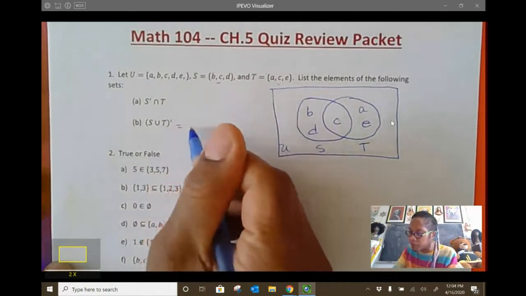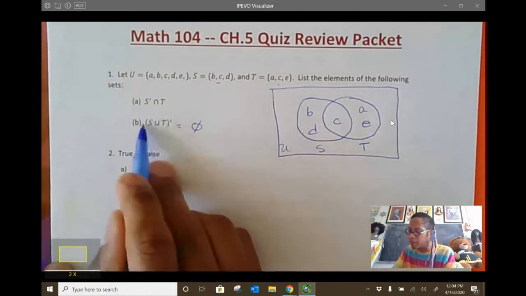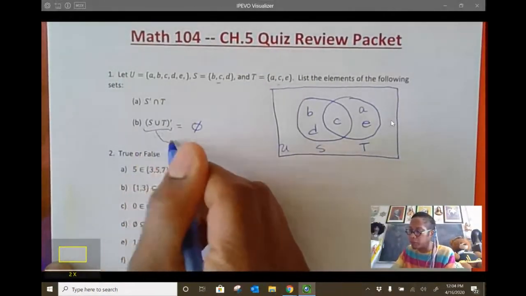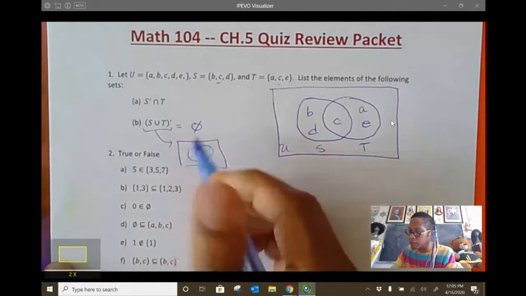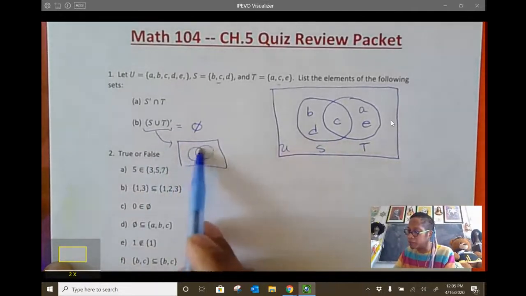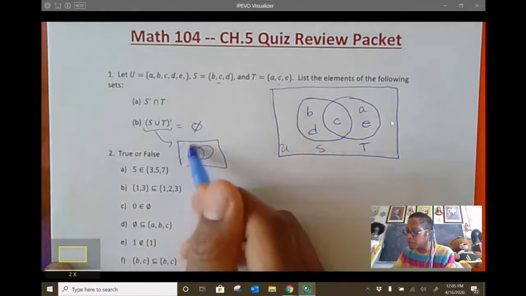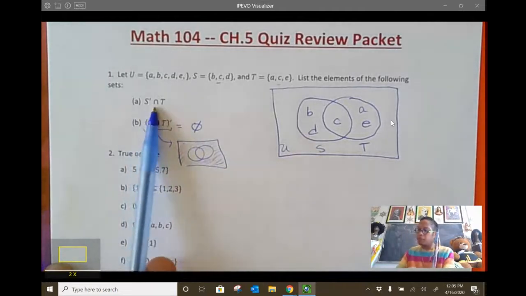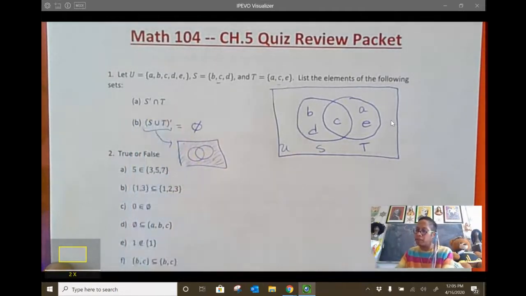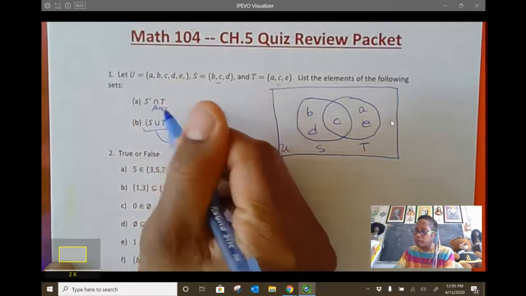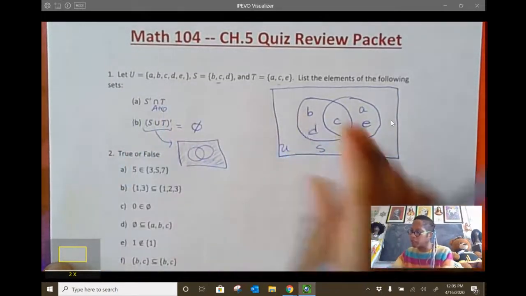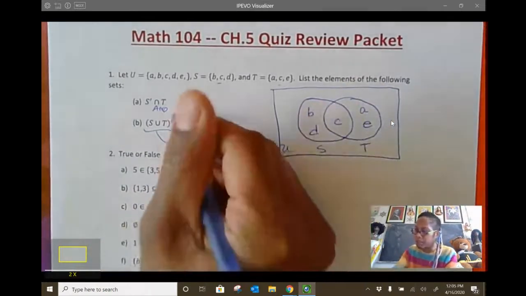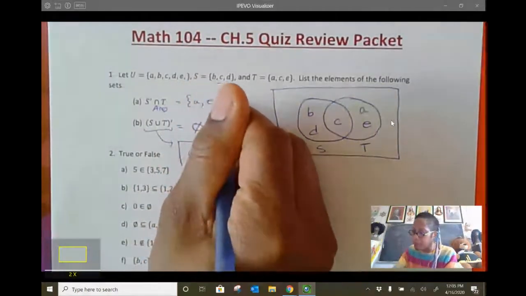So immediately we can answer this question. This is empty because this is everything outside of the union S union T. If we were to shade it, S union T is everything inside the circles. So if I take the complement of that, I'm looking at this. We clearly see the answer is empty. And this, what does this mean? Well, we want to be outside of S and inside of T. So outside of the S bubble and inside of T. Well, clearly that's just A and E. A and E. Easy as pie.